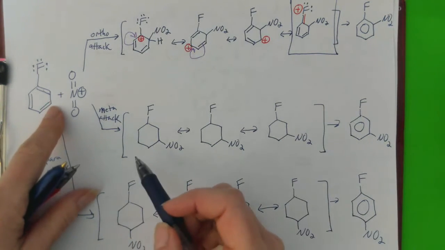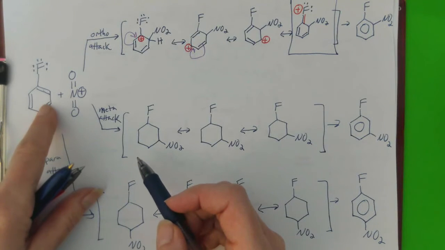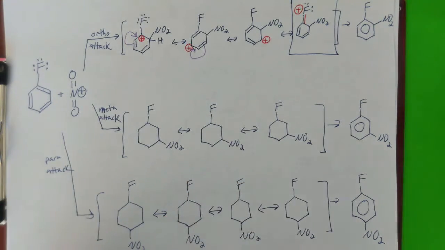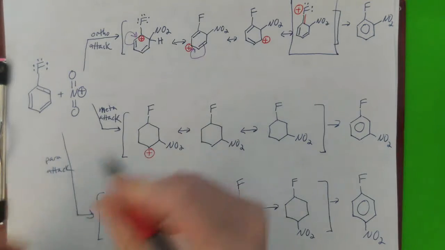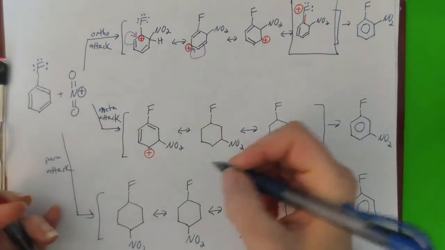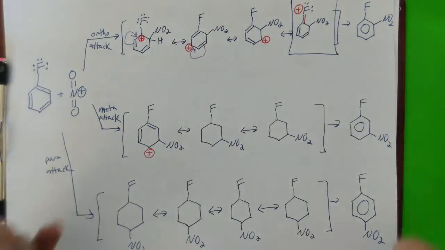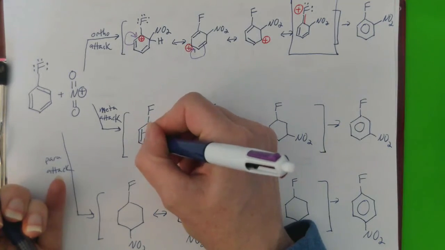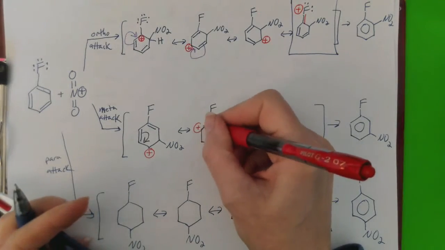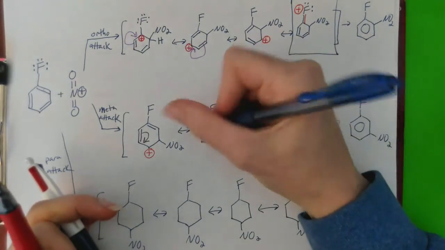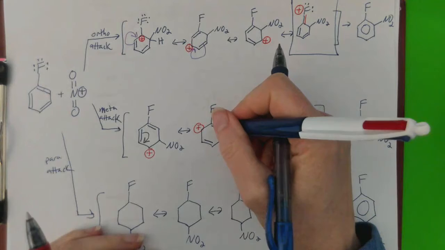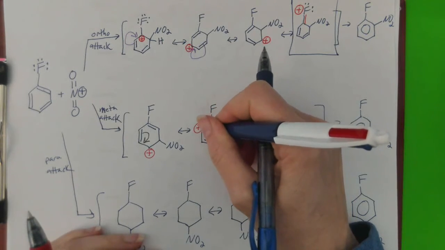So if I have attack at the meta position here, I'm going to take this pi bond, use it to attack here. Nitro group is there, so then my plus charge is here. And I still have these bonds in the ring. Okay. And so now I'm going to take a pi bond and move it towards the carbocation that's in the ring there. So when I do that, then my formal charge moves here. I still have 2 pi bonds in the ring. And then I can do that again. This time I'm going to move this pair of electrons here.